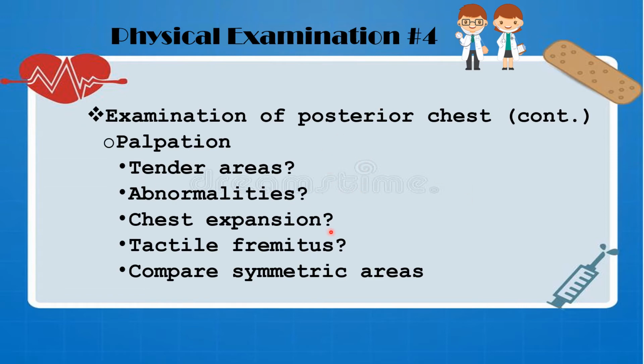So after inspection, we can now proceed to palpation. So you can palpate the areas and check for tenderness. Is there abnormalities? Also check for the chest expansion. So I will discuss this further in the next slides. Tactile fremitus, and then compare asymmetric areas.